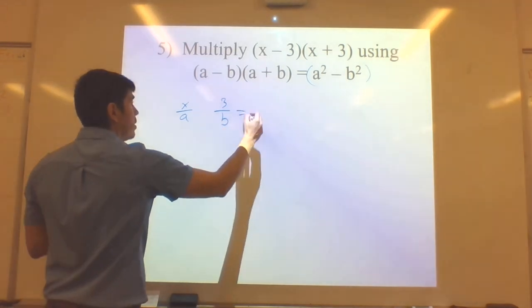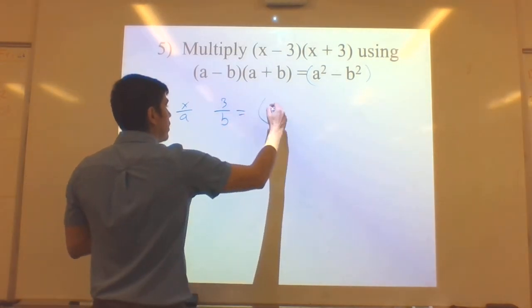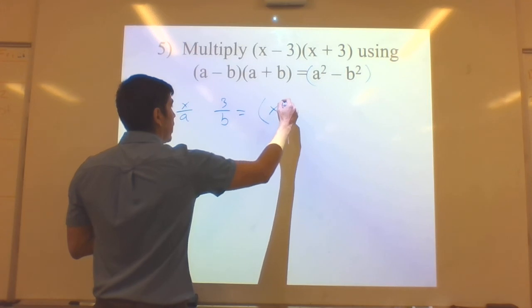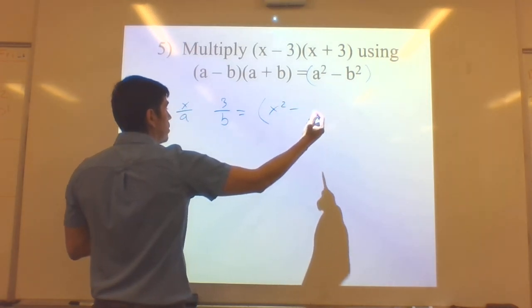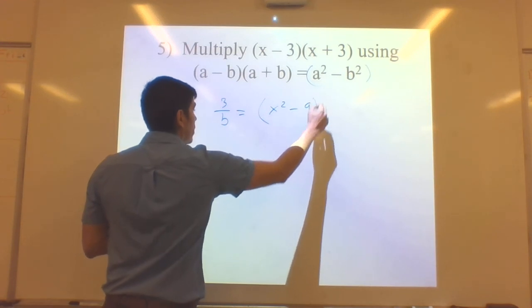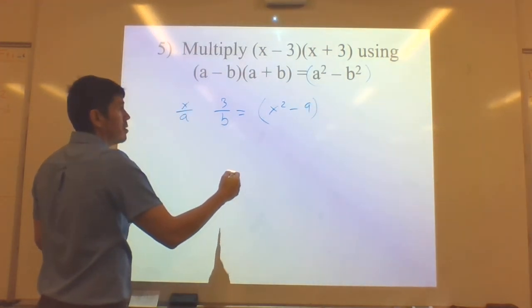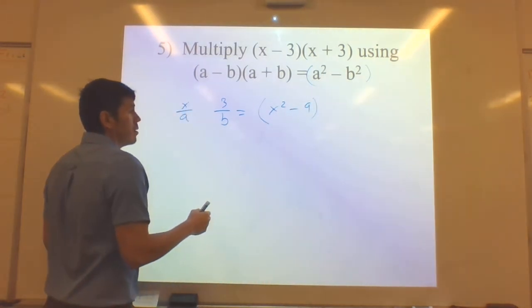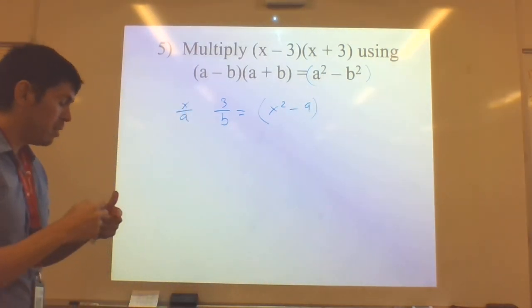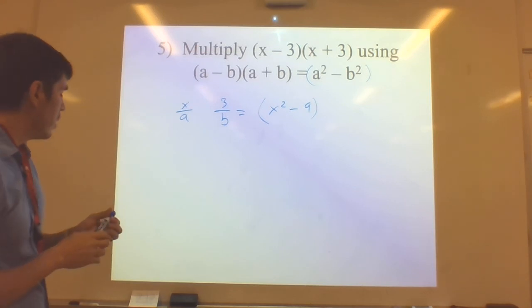So I just put it in the pattern. x squared minus B squared, which is going to be 9. See that? Where's my A? My B. There it is.